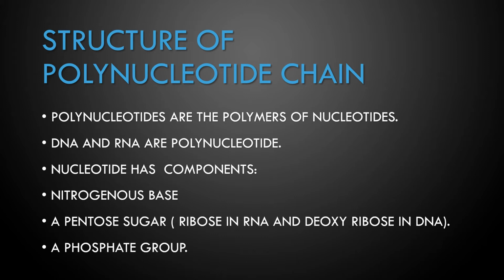So we have to start from the nucleotide. A nucleotide has three main components. One, nitrogenous base. Second, pentose sugar, and this will be different: in DNA it will be deoxyribose and in RNA it will be ribose. And the third component is the phosphate group. So these are the three components of a nucleotide. One nucleotide will have these three components.